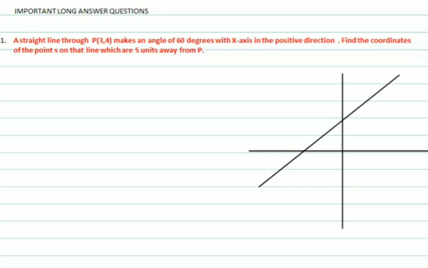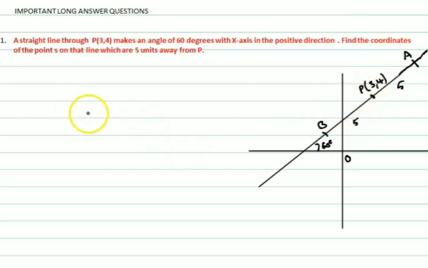So let us draw the diagram. Look into the coordinate axis. I have pointed P(3, 4) here. We have to find the points on the line which are 5 units away from P. From P, after 5 units, let us consider the negative direction also. These 2 points are at 5 units from P. This line makes an angle 60 degrees with the x-axis.